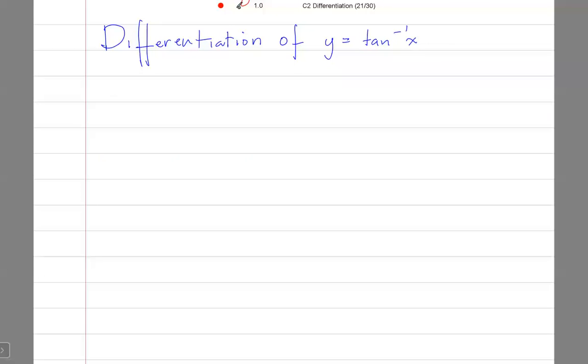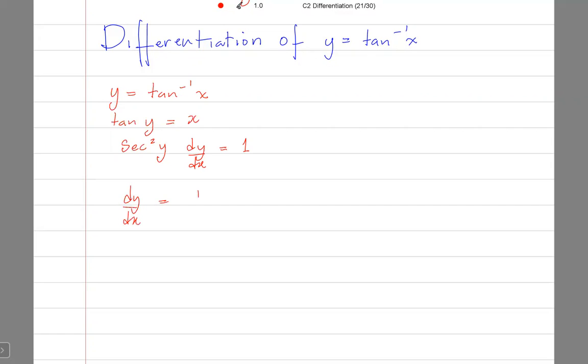We're going to start off with y is equal to tan inverse x. So next I'm going to say the tangent of y is equal to x. Next I'm going to differentiate both sides with respect to x. When I differentiate tan, I'm going to get sec squared y times the differential of y, which is dy by dx. And this is equal to the differential of x with respect to x, which is 1. Then I'm going to divide both sides by sec square y.